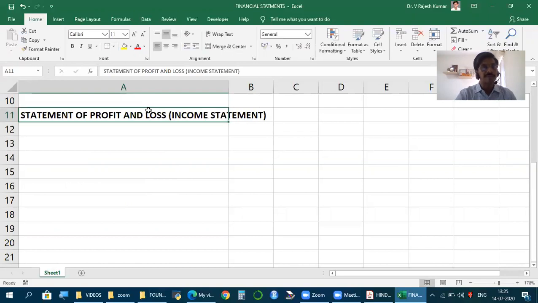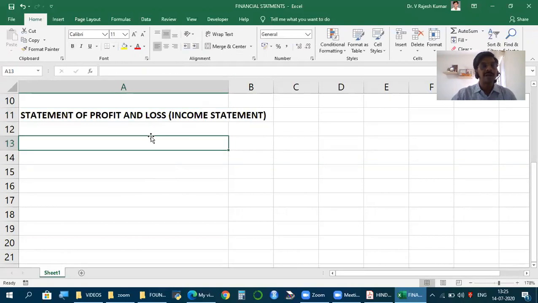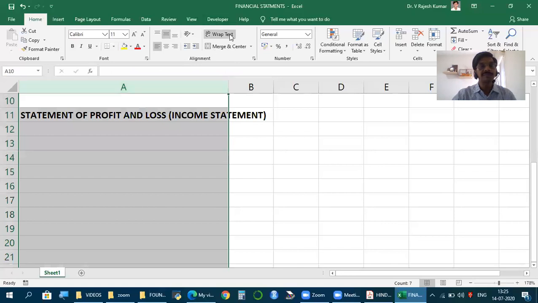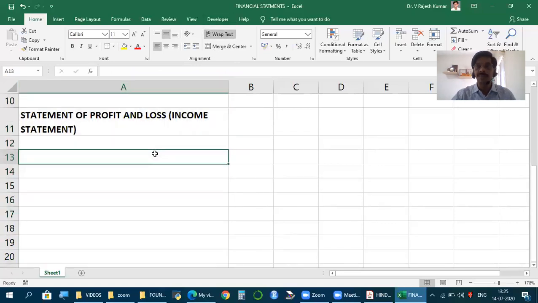Now, as you're aware, this is a statement prepared to find the result of the business for a given period. What do you mean by result of the business? It made profit or loss for a given period. And mandatorily, every year it has to be prepared. But for any other period, quarterly, half yearly, it can be prepared. So for whatever period we are trying to find the results, this is the statement we prepare to find that.